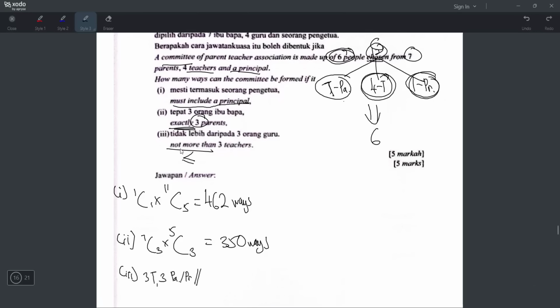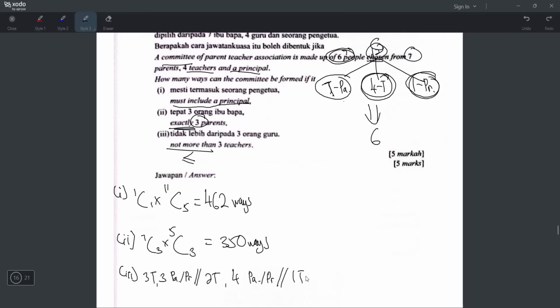Or it can also be 2 teachers, because they say not more than 3 teachers, right? It cannot exceed 3 teachers. So it can be 3 teachers, 2 teachers, or 1 teacher, or 0 teachers. But you have to consider also, if it's 2 teachers, how many are left? 4, right? Because you have 6 total. So if 2 are already teachers, the remaining 4 must be what? Parents or principal. We have to consider that. Or it can also be 1 teacher. 1 is also not more than 3, right?